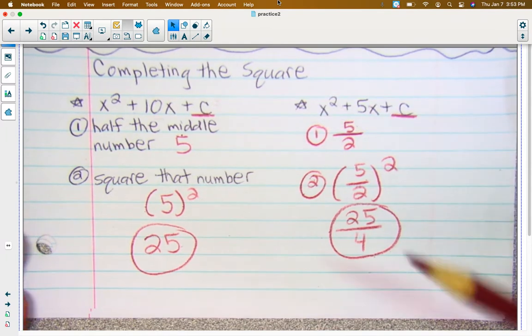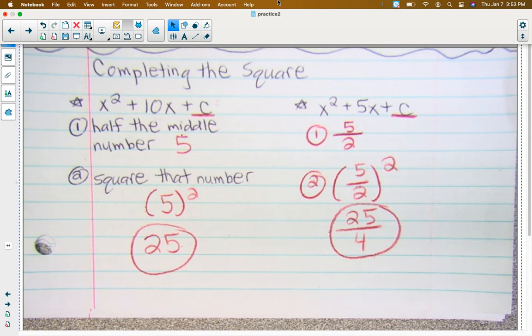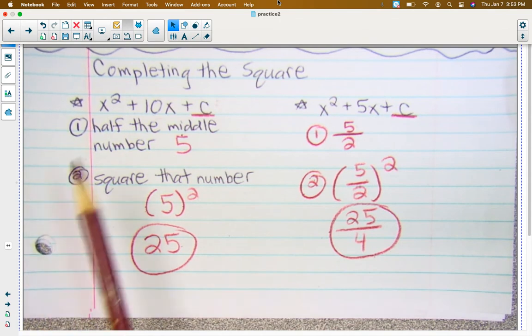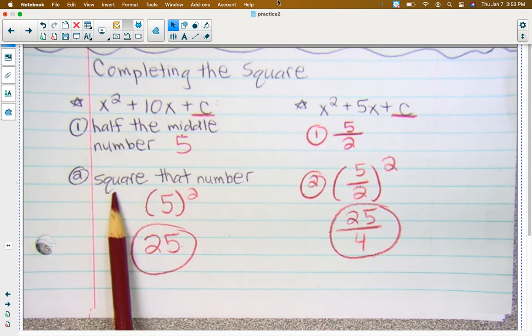Now that we know how to complete the square, I'm going to show you how to use completing the square to solve a quadratic equation. So the two steps that we're adding on to our knowledge that we have here, we're going to take half the middle number and then square. Half the middle number, square. So let's rock and roll.